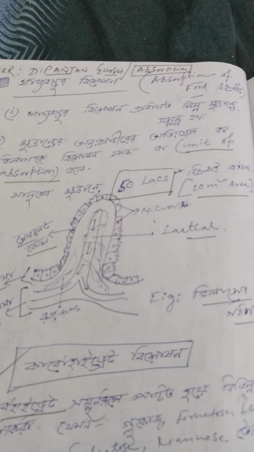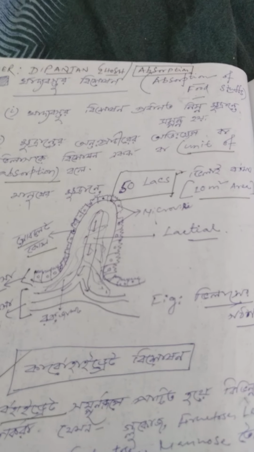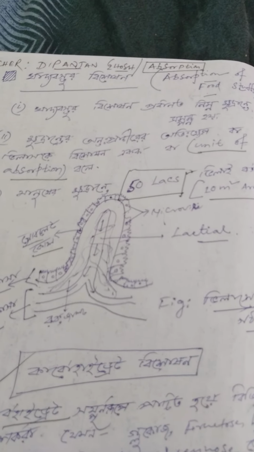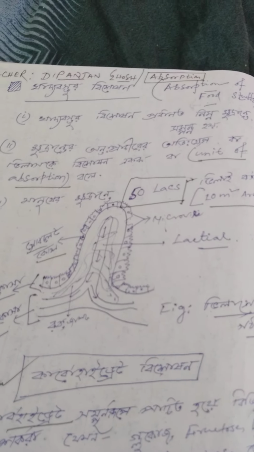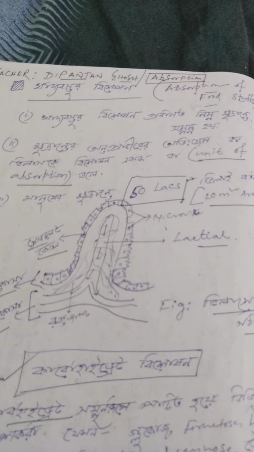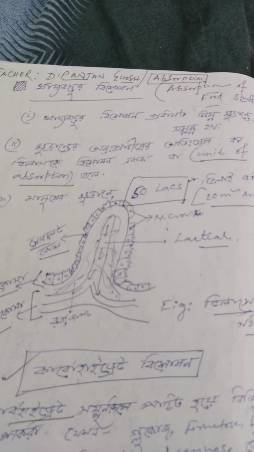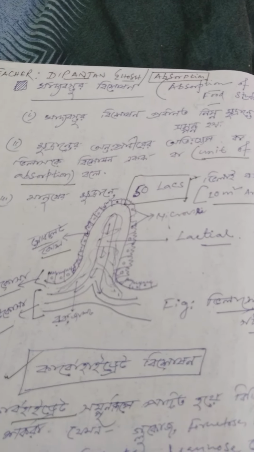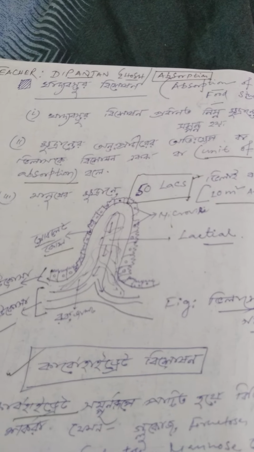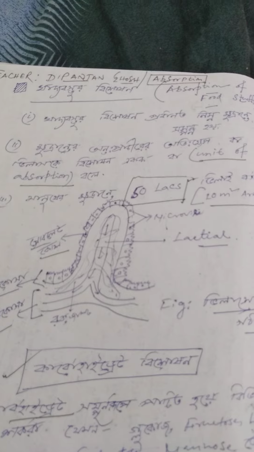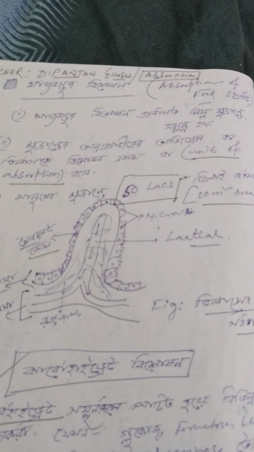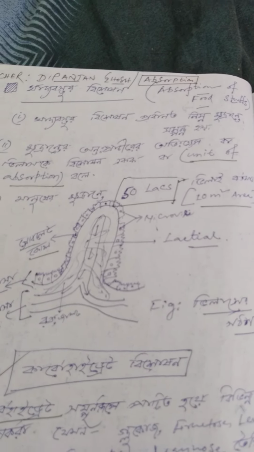Today I want to discuss the absorption of foodstuff. The absorption process actually proceeds in the small intestine, and we know there are small finger-like projections present in the small intestine, which are called villi, the unit of absorption. The small intestine contains about 50 villi per square millimeter, giving a surface area of about 10 square meters.